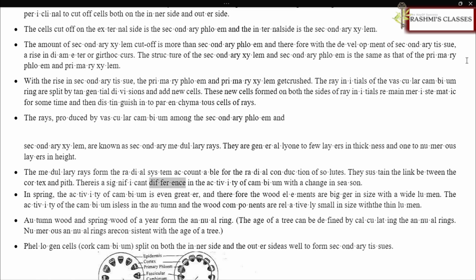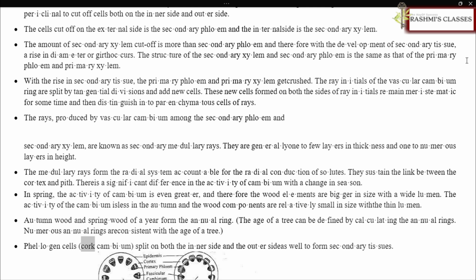There is a significant difference in the activity of cambium with a change in season. In spring, the activity of cambium is even greater, and therefore the wood elements are bigger in size, with a wide lumen. The activity of the cambium is less in the autumn and the wood components are relatively small in size, with a thin lumen. Autumn wood and spring wood of a year form the annual ring. The age of a tree can be determined by counting the annual rings. The number of annual rings is consistent with the age of a tree.